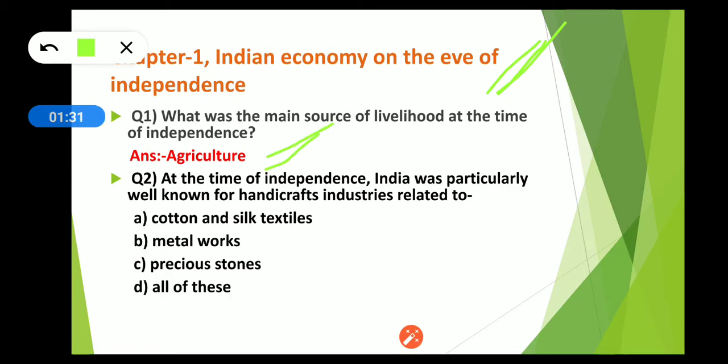At the time of independence, India was particularly well known for handicrafts industries related to what? Cotton and silk textiles, metalworks, precious stones, all of these. Students, answer will be all of these, because handicrafts industries are the industries which were related to cotton and silk textiles, metalworks, precious stones. So in handicrafts industries, all these comes. Therefore, answer will be all of these.